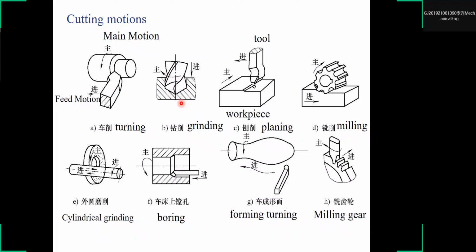Teacher, can you say it again? I didn't get some of it. Okay. In this process, the speed of the tool is faster than the workpiece. So the main motion is the tool, and the feed motion is the workpiece. Can you understand this process? What is the main motion and what is the feed motion?